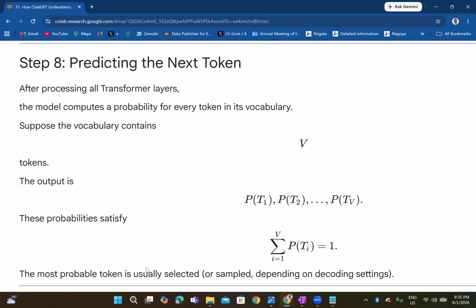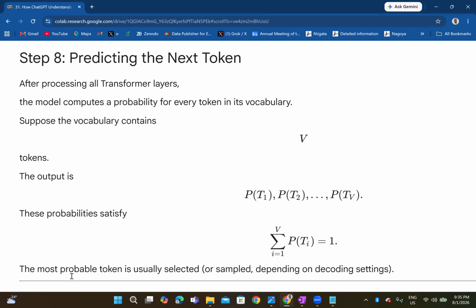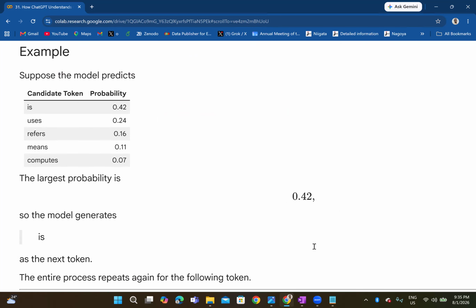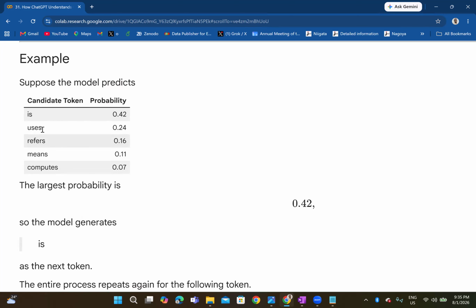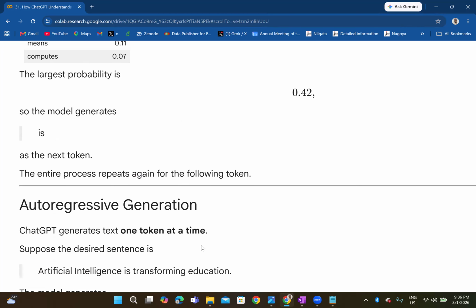And then we talk about predicting the next token. After processing all transformer layers, the model computes a probability for every token in its vocabulary. Suppose the vocabulary contains V tokens, the output is then P(T1), P(T2), all the way down to P(TV). These probabilities sum to 1. The most probable token is usually selected or sampled depending on the decoding settings. Imagine this example. Suppose the model predicts "it" uses, refers, means, computes with all these probabilities. "Uses" is most common, so the largest probability is 0.42. So the model generates "uses" as the next token. Then the entire process repeats for the following token, and it keeps going like that.